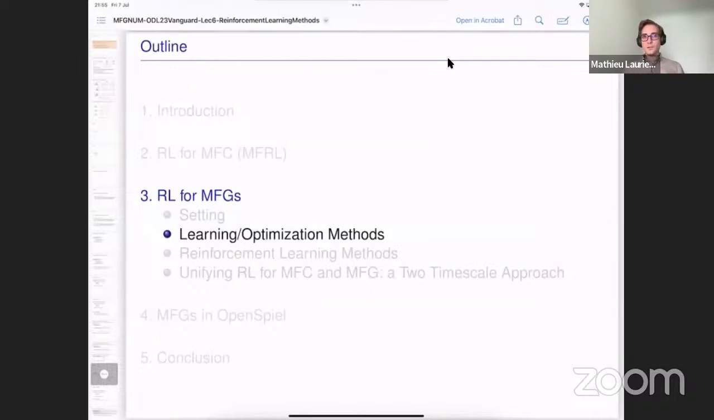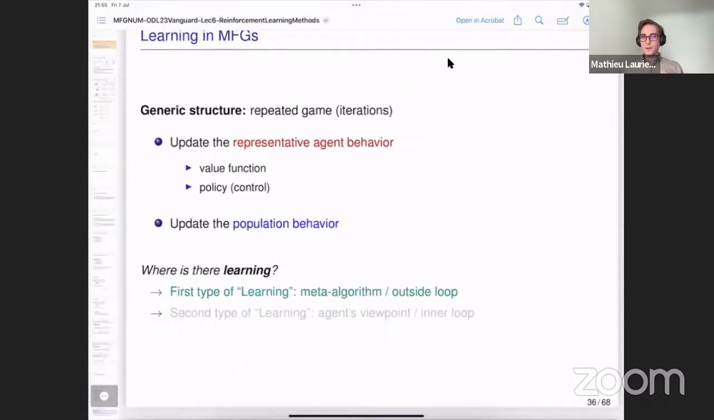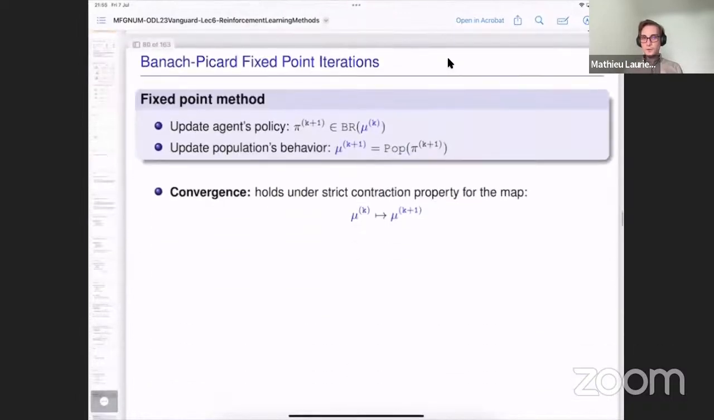So here I will just summarize several learning optimization methods. So this will be the meta-learning part, so the meta-algorithm at the level of the population. First one, fixed point method, or Banach-Picard fixed point, if you want, because it's based on this Banach-Picard fixed point theorem. So you have mu k, you compute pi k plus 1 by taking a best response, and then you get the mean field flow associated to pi k plus 1, assuming everyone uses this policy, right?